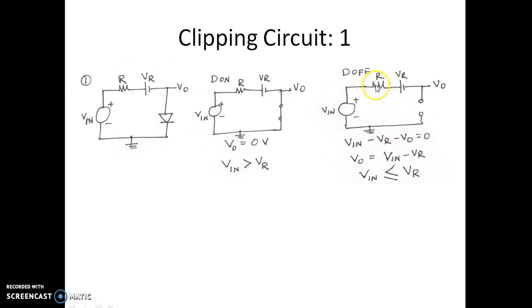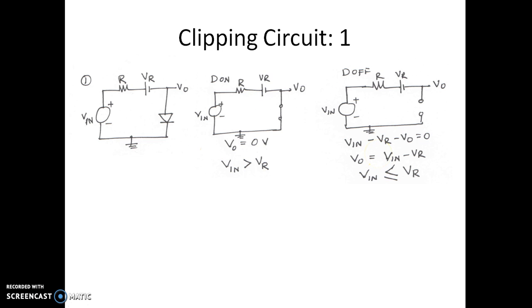Since there is no current flowing, the drop across the resistor is 0. That is why we have not considered any I into R term. From this expression, the value of V naught is Vin minus VR. This will occur, or the diode will be off, when the input voltage is less than or equal to VR.